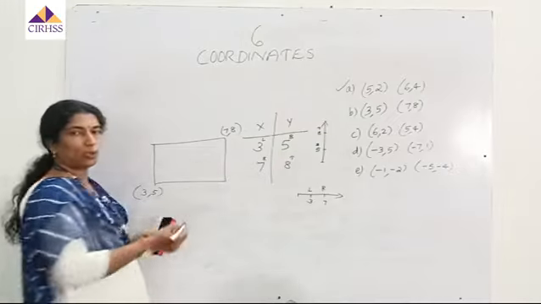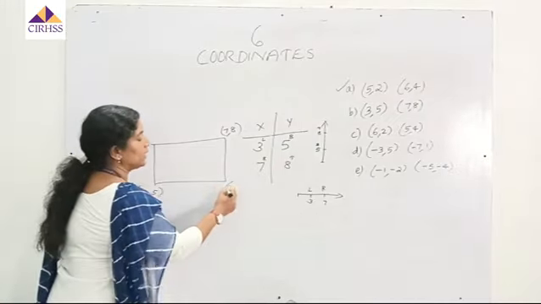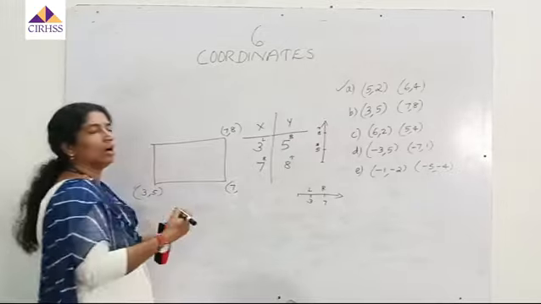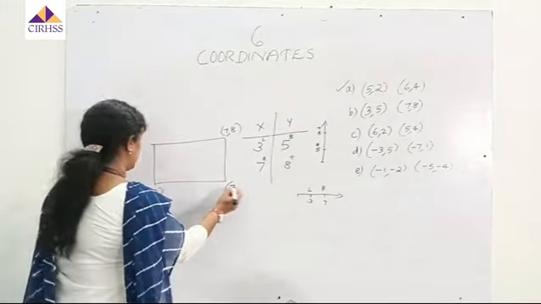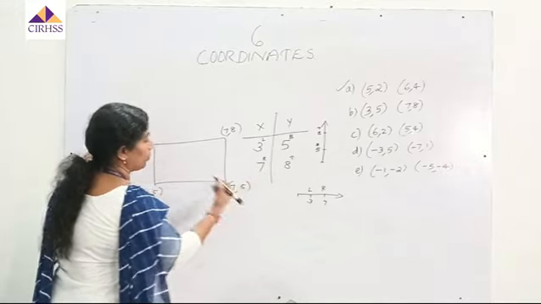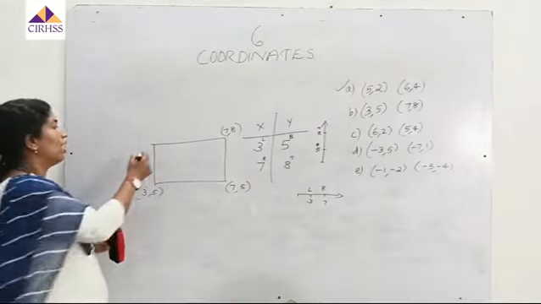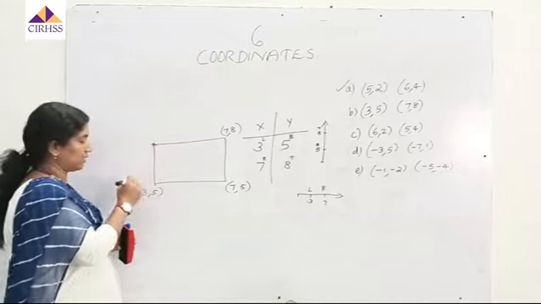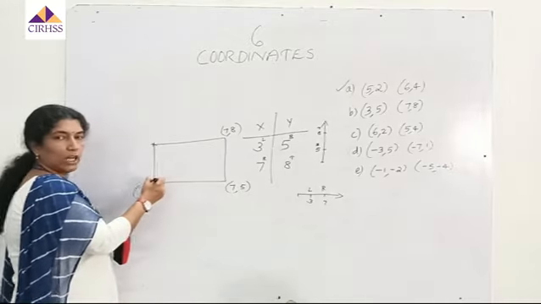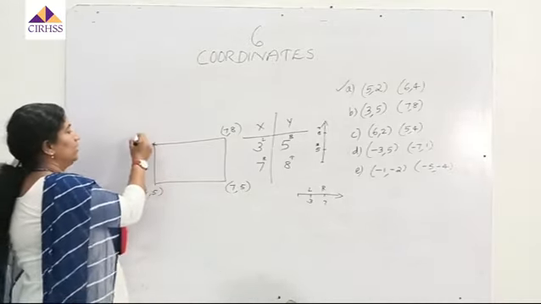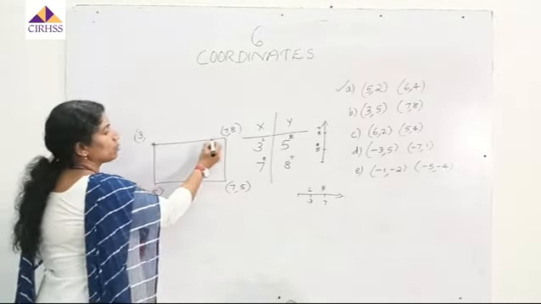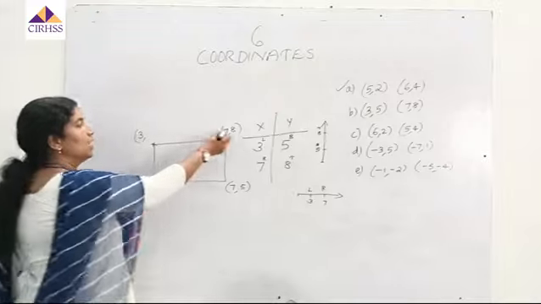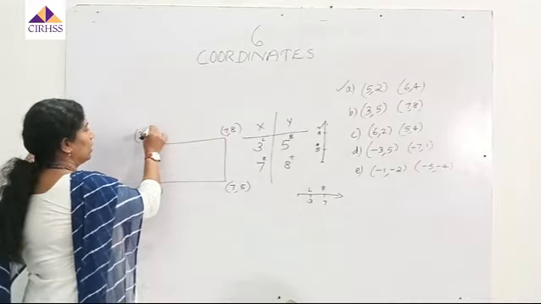This line is parallel to the y-axis, so the x coordinates are equal. Next, this line is parallel to the x-axis, so the y coordinates are equal. That is 5. Next, how to find the fourth vertex? This line is parallel to the y-axis, so the x coordinates are equal. And this line is parallel to the x-axis, so the y coordinates are equal.